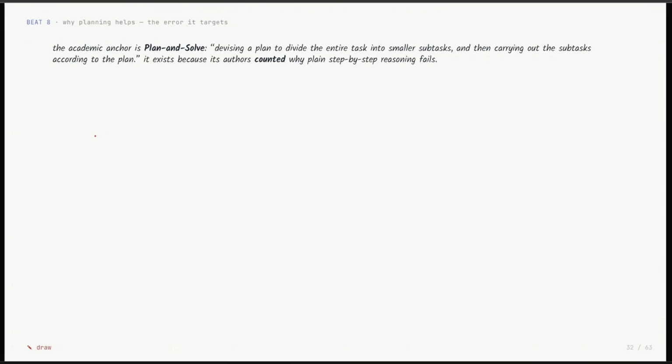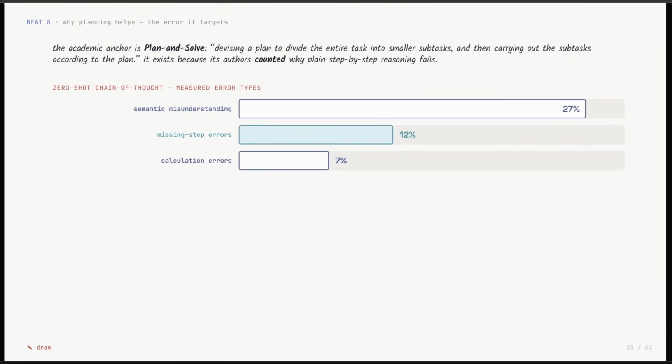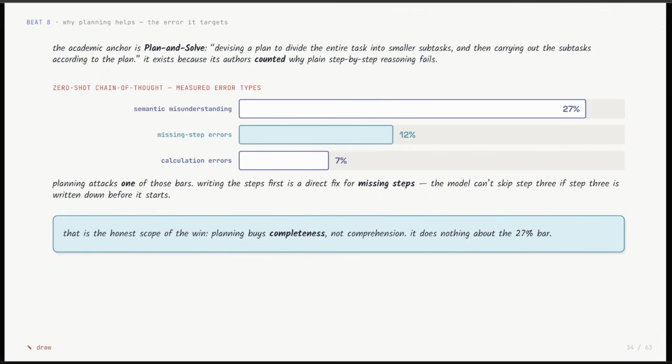Its authors sat down and counted why plain step-by-step reasoning fails. So here you have the zero-shot chain of thought measured error types. You have these 3 error types. And of course, planning attacks one of these bars, which is the missing step errors. Why? Because when you're writing the steps first, the model cannot skip a step that is already written, like the executor here. And this wins you those 12%. The issue is that here you're actually buying completeness, not really comprehension.